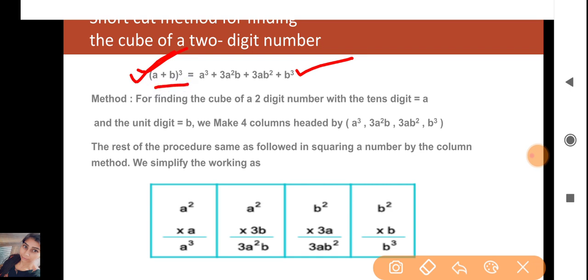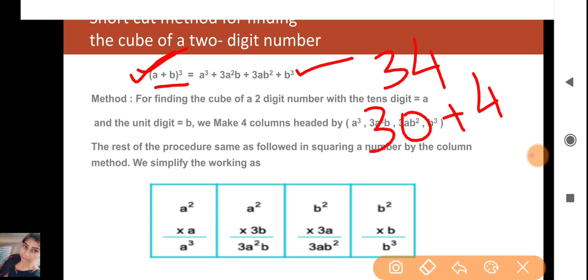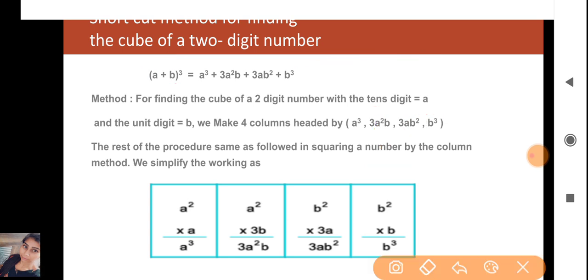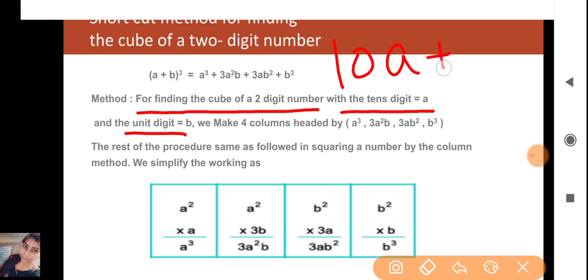Now if you have a two-digit number, suppose 34, I can express this 34 as 30 plus 4, right? Then this 4 is the unit digit and this 3 is the tens digit. The same thing we are going to apply here. So for finding the cube of a two-digit number with tens digit as a and unit digit as b, your number is 10a plus b.